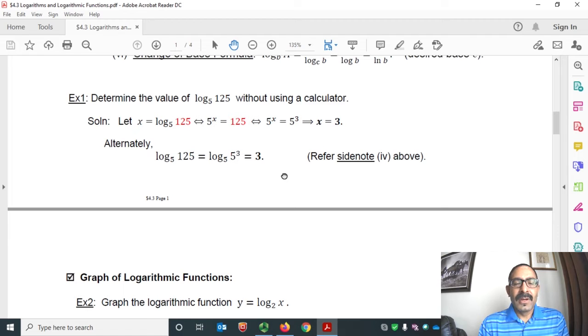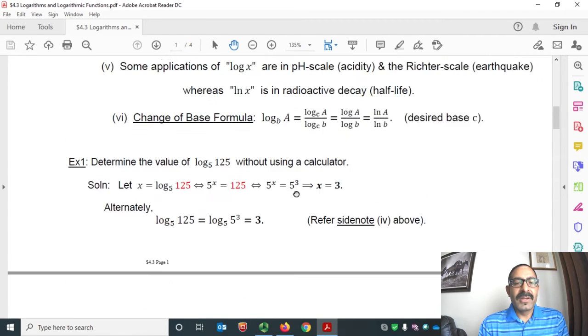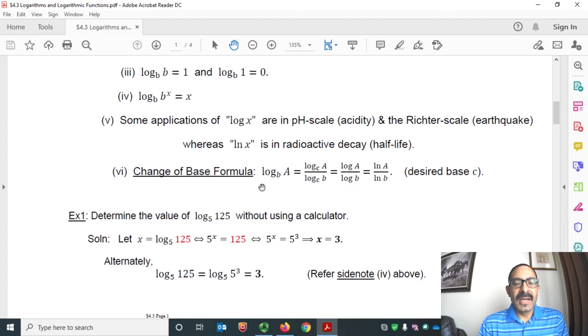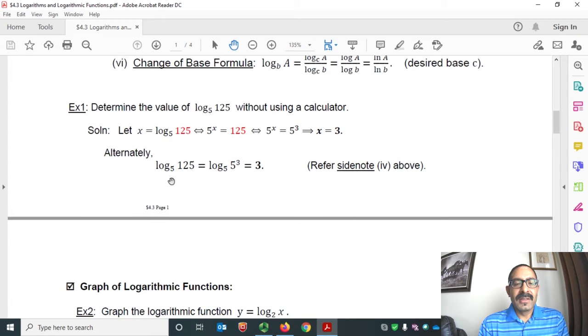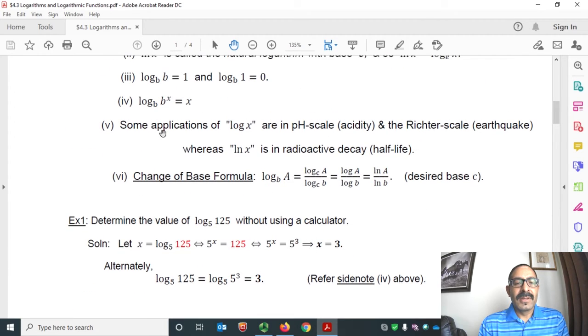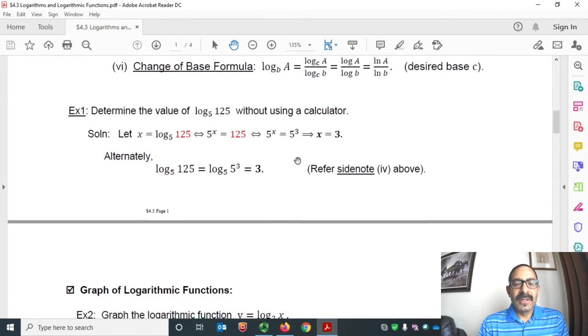Great. Or you can use side note 4 with this idea. It says log base b of b to the x turns out to be x. So here let's rewrite 125 equals 5 raised to the power 3. Then our base is 5, which means this equals simply 3. Awesome. I hope it makes sense to you all.